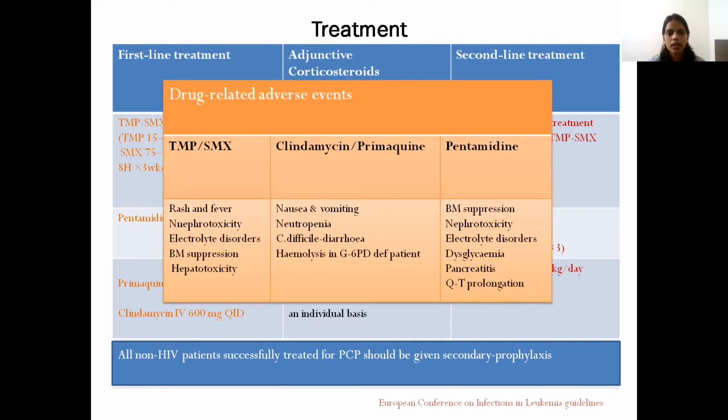So what are the drug-related adverse effects of the drugs used for PCP treatment? Cotrimoxazole is associated with nephrotoxicity, electrolyte imbalance, bone marrow suppression, and hepatotoxicity. Clindamycin most commonly causes Clostridium difficile diarrhea, and primaquine is associated with hemolysis in G6PD deficient patients. Pentamidine can also cause nephrotoxicity and electrolyte imbalance. Along with that, it is associated with pancreatitis and QT prolongation.